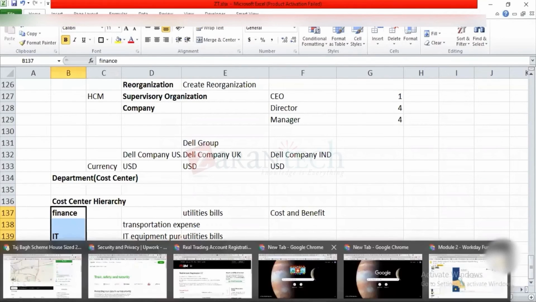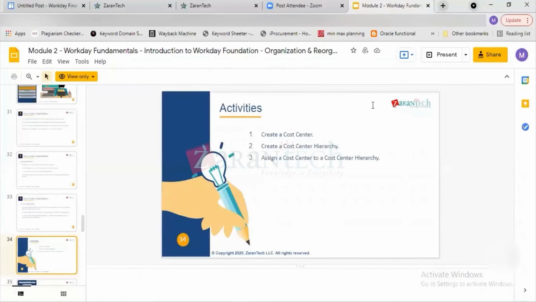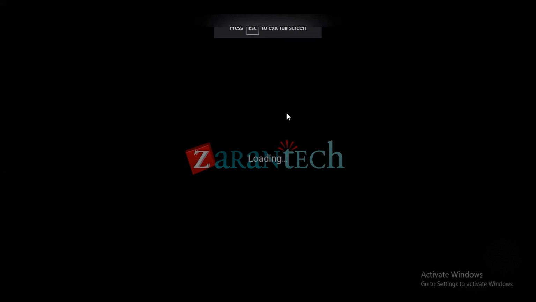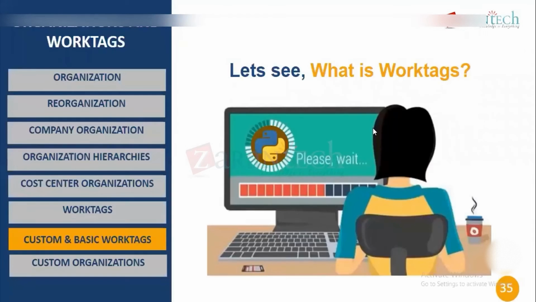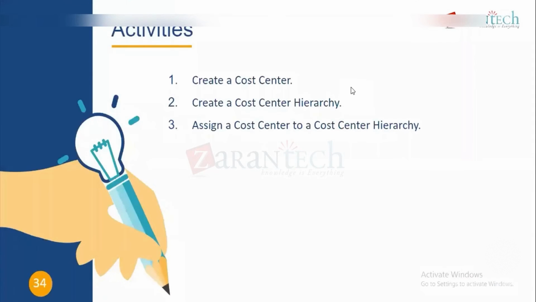slides and see that we have created our cost centers, cost center hierarchy, and assigned a cost center to a cost center hierarchy. We did these activities. Now work tax. Right now I'm not discussing this work tax. Going back to our activities, this is altogether a different topic. We will discuss it in our next or upcoming session.